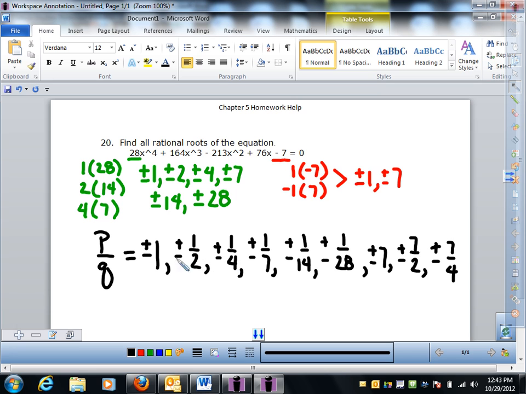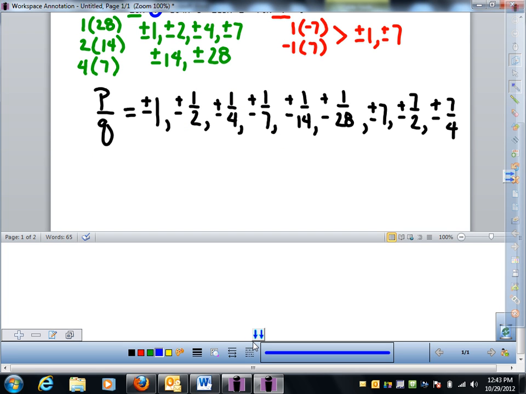Now, it's not to say that all of these will work, because we know from what we've learned in previous problems that I'm only going to have a total of 4 solutions. The highest power tells me how many solutions I'm going to get. In this case, there's only 4 solutions that I'll be dealing with. What I have to do is figure out which ones of these will work.